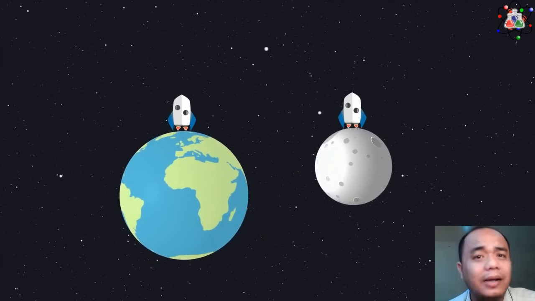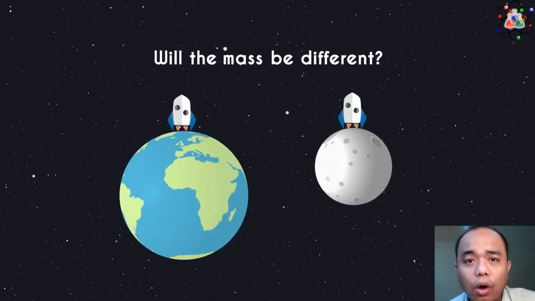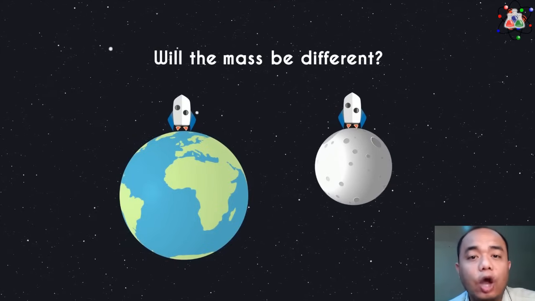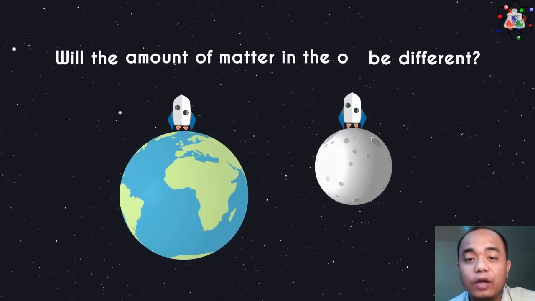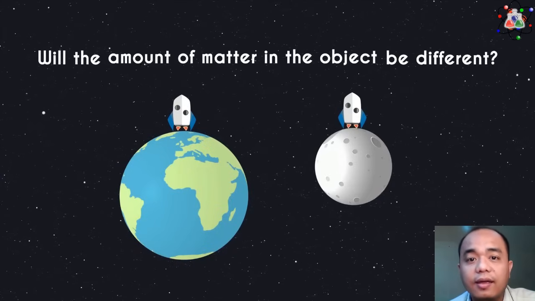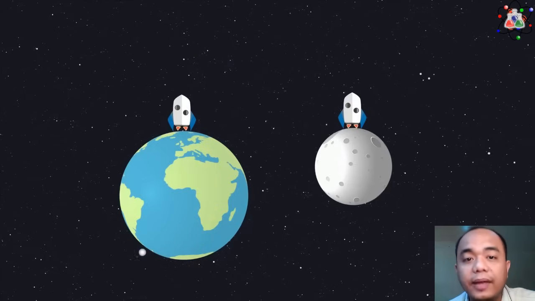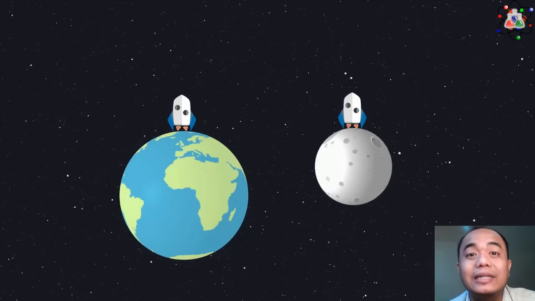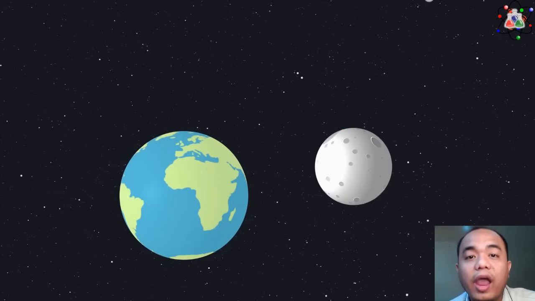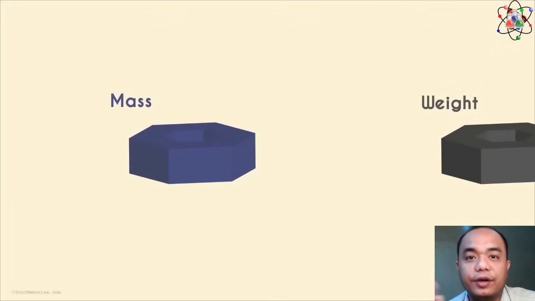Will the mass be different? Magkakaiba ba yung mass nila? O will the amount of matter in the object be different? Mababawasan ba yung amount of matter? Hindi. The mass will stay the same in two different places. The mass of the object will stay the same no matter where it is placed. Kahit nasa Earth pa man yan, kahit nasa Moon, ilagay ang isang bagay, pareho pa din ang amount ng kanilang atoms sa kanilang katawan. Understand?